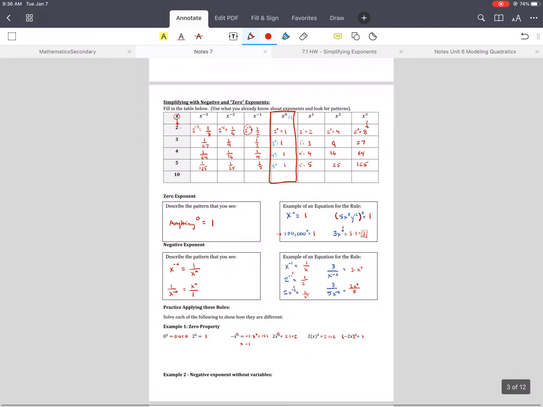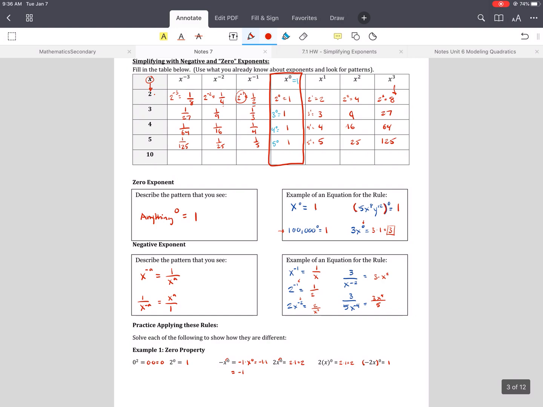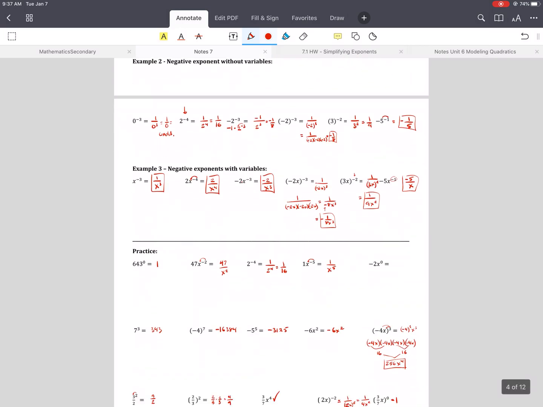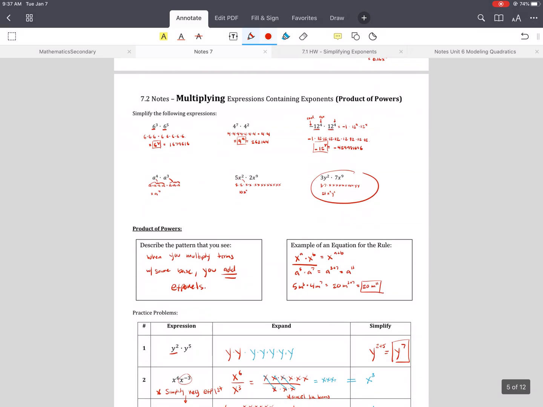Okay, we learned the zero property. Anything to the zero is 1. And we also learned about negative exponents. So the first thing we always want to do is take care of any negative exponents by taking its reciprocal and changing the sign of that exponent. Okay, so that's a quick review of that first lesson.